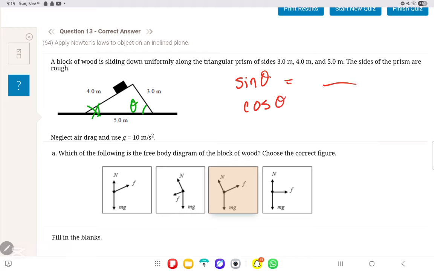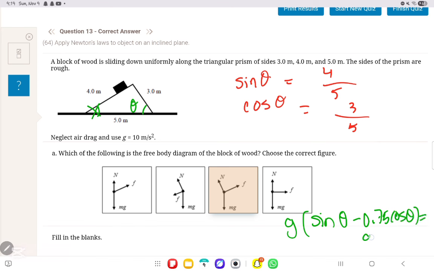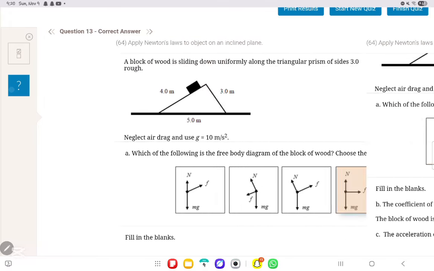Sine is opposite over hypotenuse, so 4 over 5. Cosine is adjacent over hypotenuse, so 3 over 5. What was the equation? The equation was g sine theta minus 0.75 cosine theta equals A. So g is 10. 10 times 4 over 5 minus 0.75 times 3 over 5 is equal to A. Put it on the calculator, you will get that A is equal to 3.5 meters per second squared.